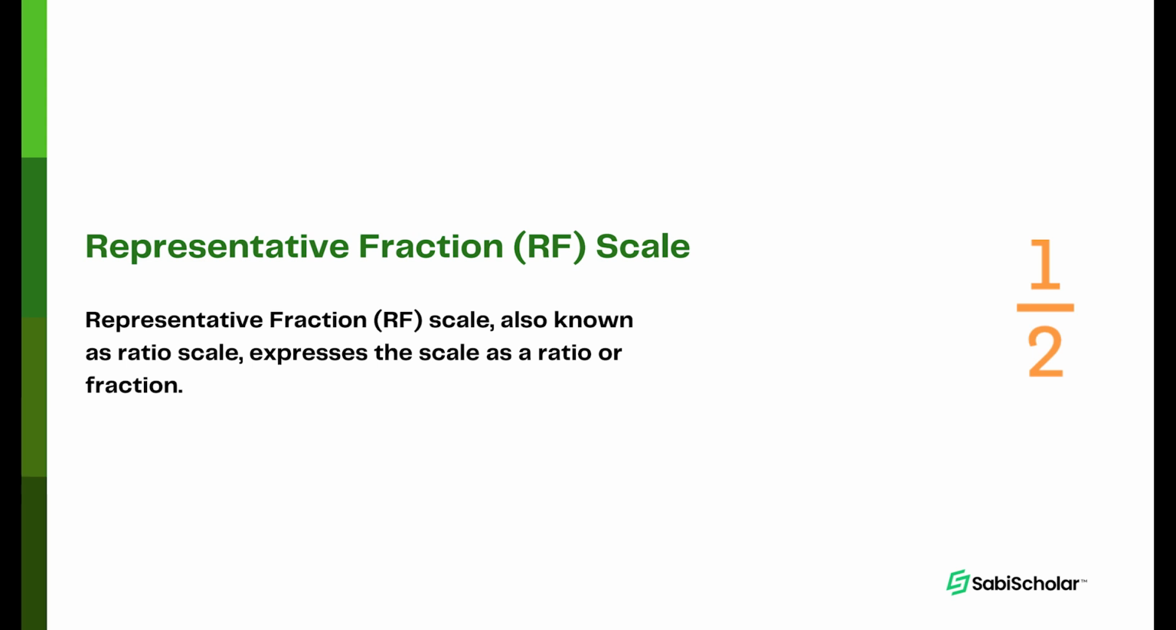Essentially, we can say that the RF scale is a way of showing the relationship between distance on a map and the distance in the real world. And it is usually written as a ratio or a fraction, like 1:50,000. This means that 1 unit of the measurement on the map, like an inch or a centimeter, equals 50,000 of those units in real life.